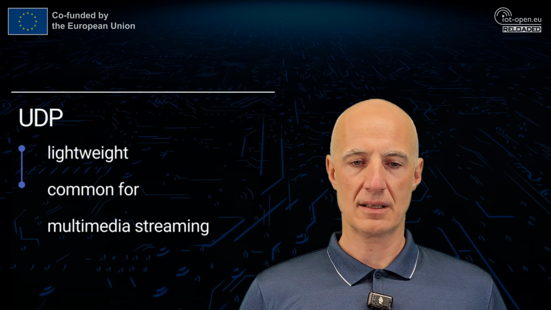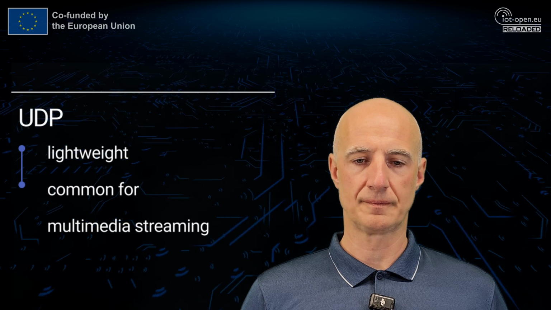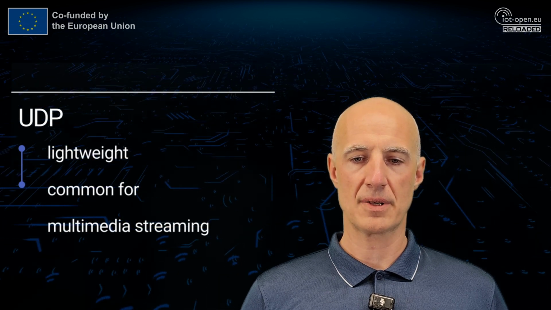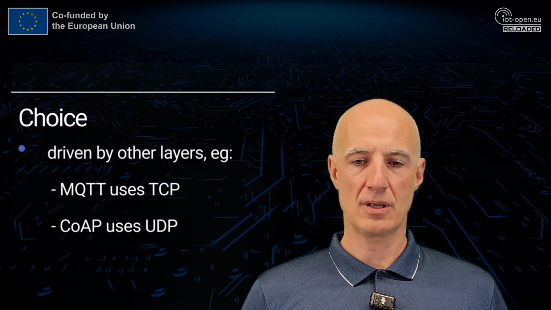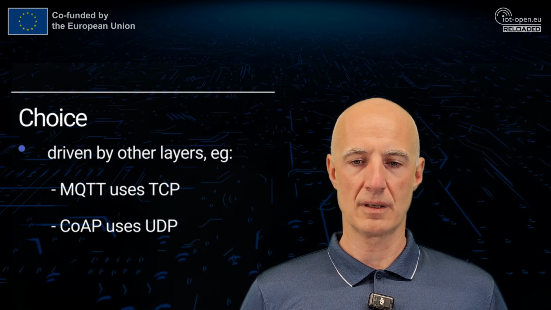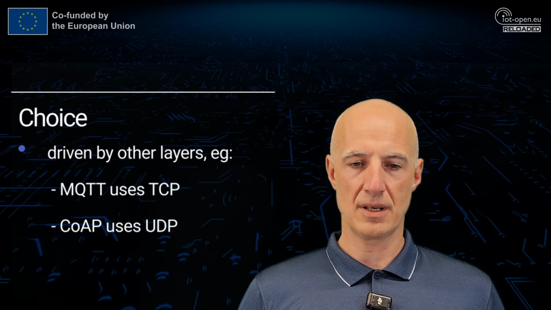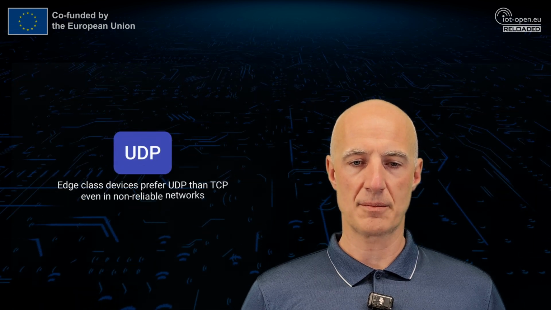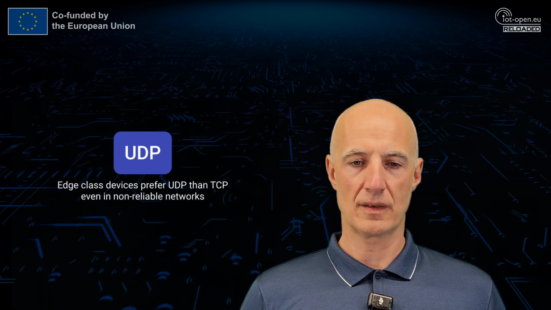UDP is lightweight and therefore is typical for video streaming, for example, video conferencing. It's suitable when it is acceptable to lose some of the messages, for example, in multimedia streaming. In IP networks, the choice between UDP and TCP is usually driven by other stack layers and required protocols. For example, MQTT requires TCP and CoAP works on UDP. A rule of thumb is that many IoT networks use UDP or UDP-like transport models over TCP, even if the network is unreliable.